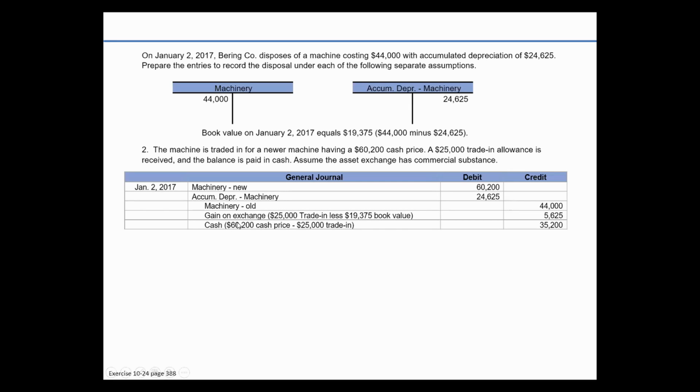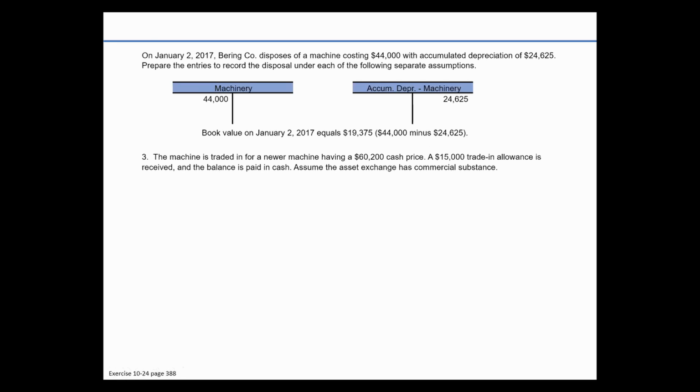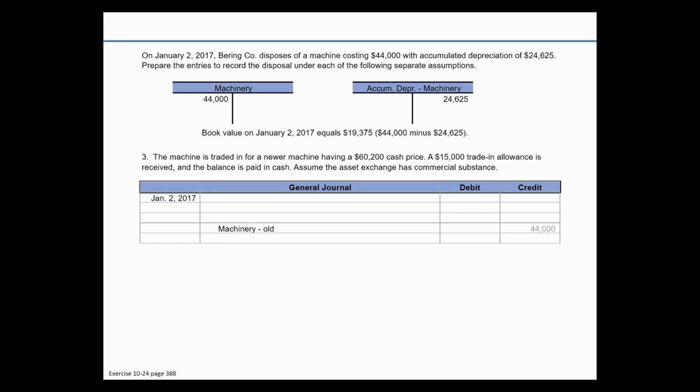So the new machine cost $60,200, but they gave us a $25,000 trade-in credit. So balance. So we had to pay $35,200. And the machine is traded in for a newer machine having a $60,200 cash price. A $15,000 trade-in allowance is received, and then the balance is paid in cash. Assume that the exchange had commercial substance. So in this case, we see that we had a loss on the exchange because they only gave us $15,000, but the book value was $19,375.